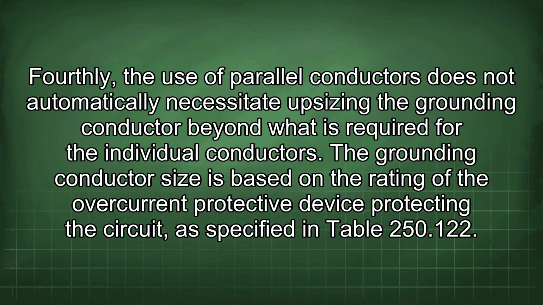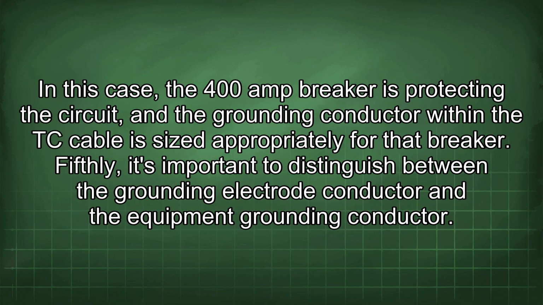Fourthly, the use of parallel conductors does not automatically necessitate upsizing the grounding conductor beyond what is required for the individual conductors. The grounding conductor size is based on the rating of the overcurrent protective device protecting the circuit, as specified in Table 250.122. In this case, the 400 amp breaker is protecting the circuit, and the grounding conductor within the TC cable is sized appropriately for that breaker.